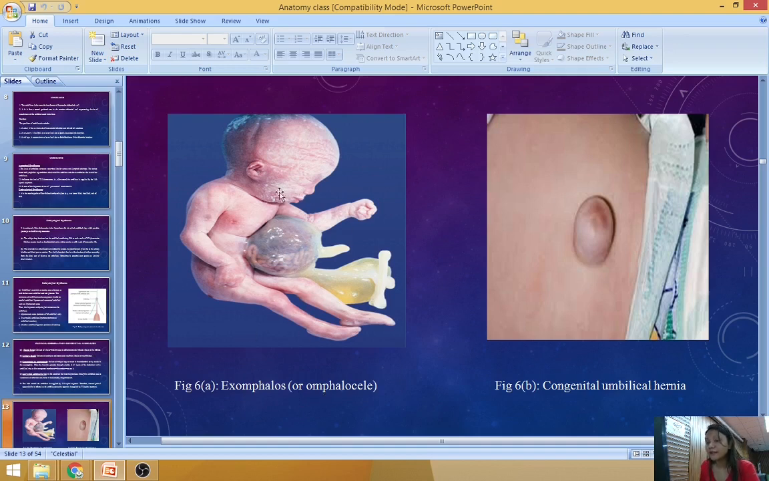Sometimes you might get this kind of diagram. If you give NEET PG or any entrance exam, you might get this type of picture. Then you have to make it out. This is exomphalos or omphalocele. They might give you options: fecal fistula, urinary fistula, exomphalos. So you can see the intestine, and as you can see the intestine, you have to tell this is omphalocele or exomphalos.